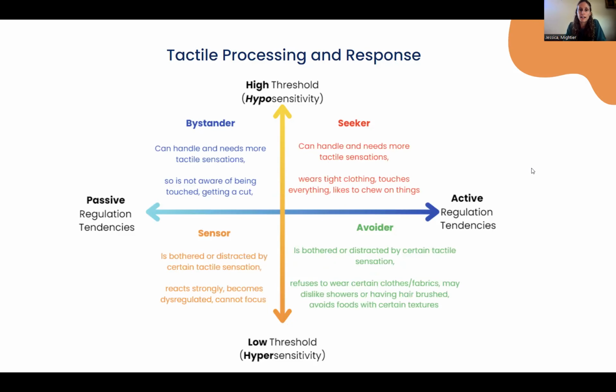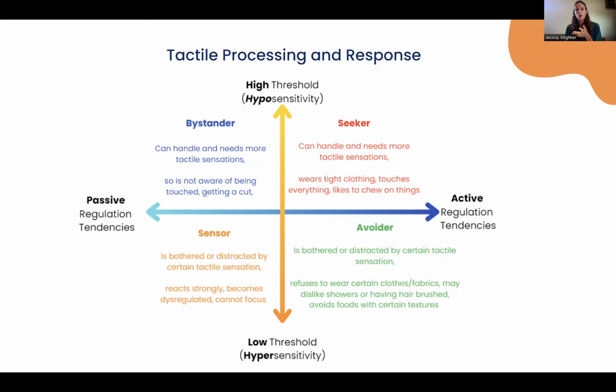Let's look at tactile. We're not going to go through all the senses here. I'm just going to go through a few. But let's look at tactile input and therefore processing and response. So top left, our bystander, they can handle and need a lot of tactile sensation. They need their fill, but they're not getting it and they're not going after it necessarily. Because of that hyposensitivity, they may not be aware of being touched or even getting a cut or something. It doesn't register as much for them.